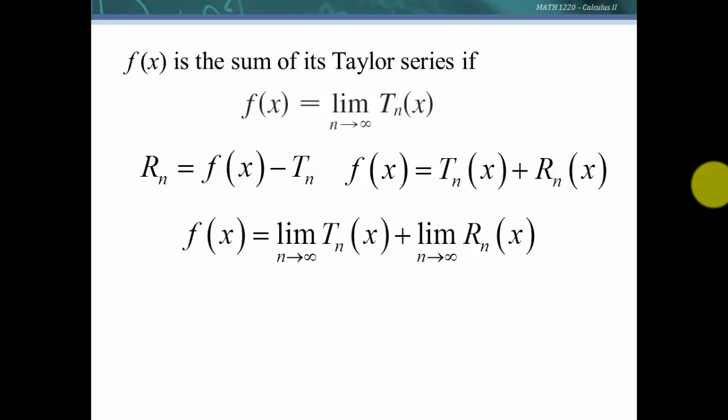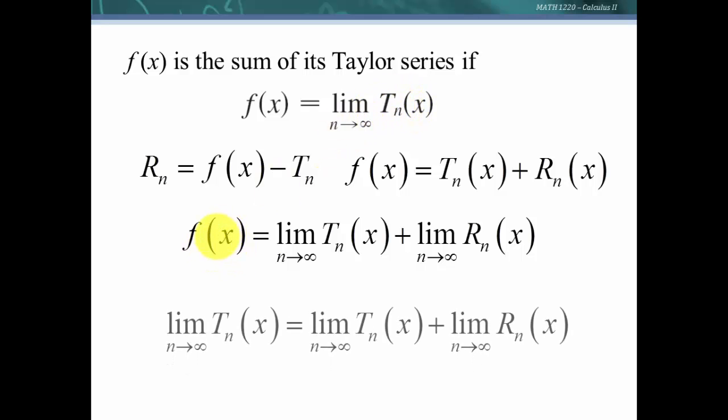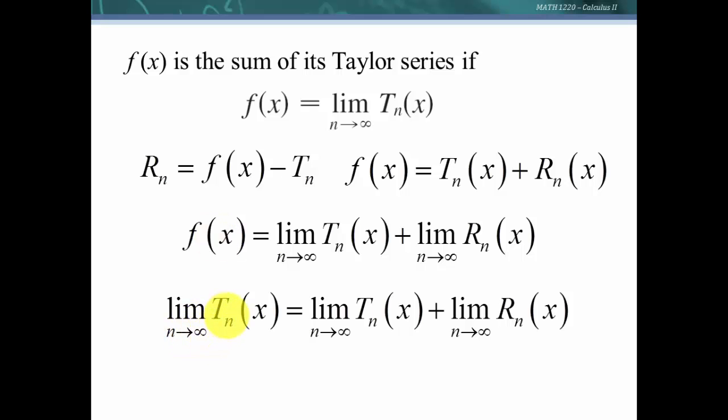Now we want to look at n going to infinity. So if we look at the limit as n goes to infinity for this Taylor polynomial and for this remainder, we know that f of x needs to equal the limit as n goes to infinity for this function to equal its Taylor series. So we can replace this side with the limit as n goes to infinity of this, and then these would cancel and leave us 0.